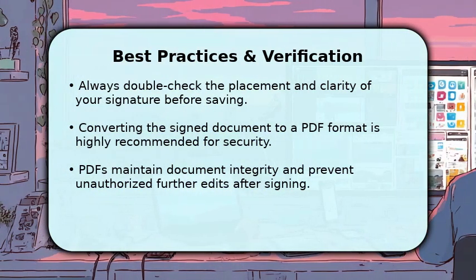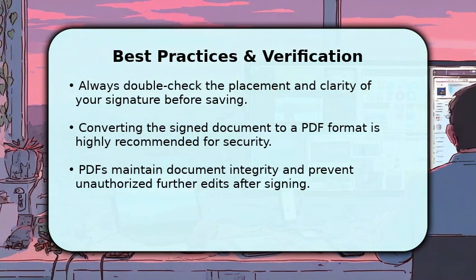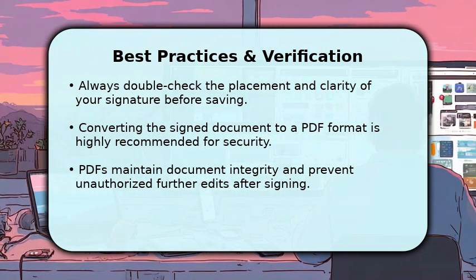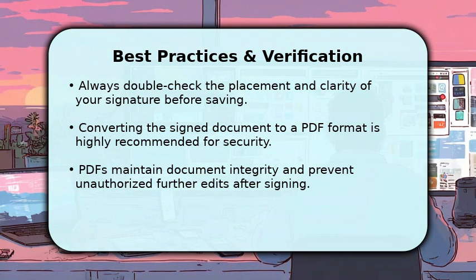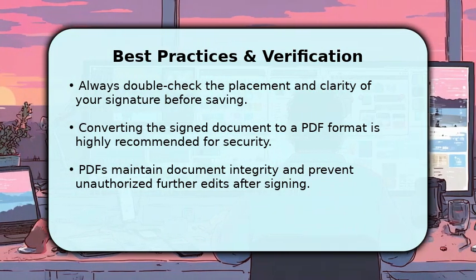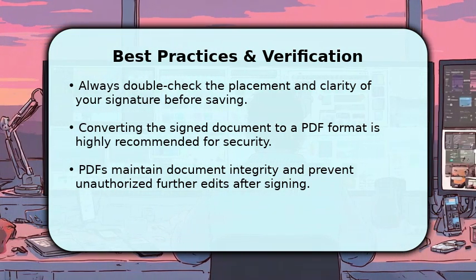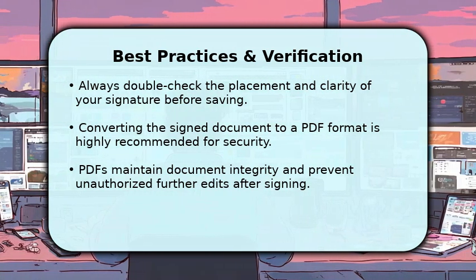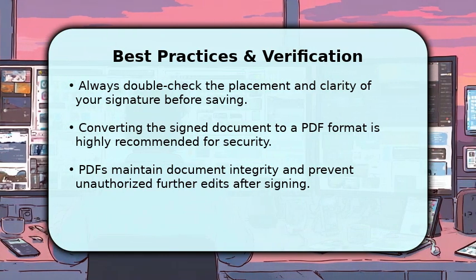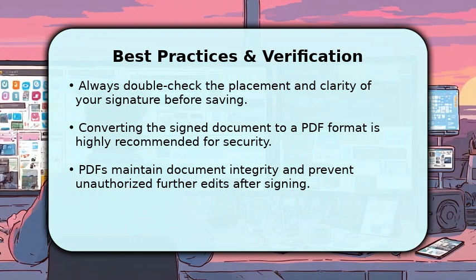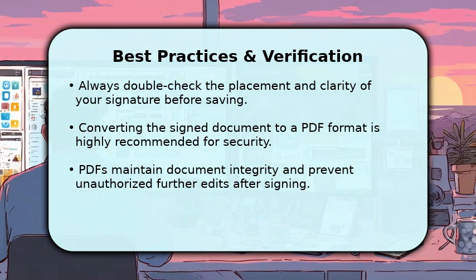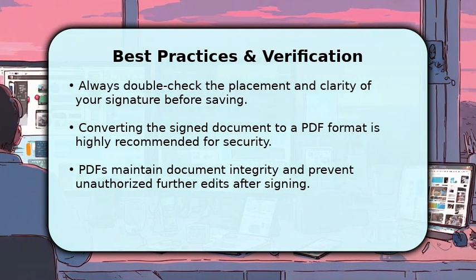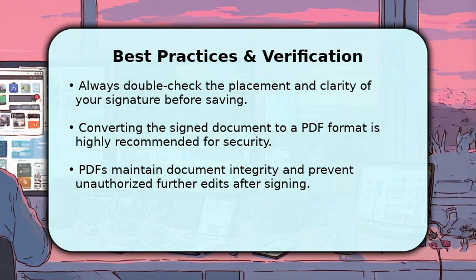Before finalizing, take a moment to review your document thoroughly. Ensure your signature is clearly visible and correctly positioned, and that all other information remains accurate. For maximum security, convert the signed Word document to a PDF file before sending it. This conversion locks the document, preventing any unintended alterations or tampering. Always use secure sharing methods, such as encrypted email or secure cloud services, to protect your sensitive information.